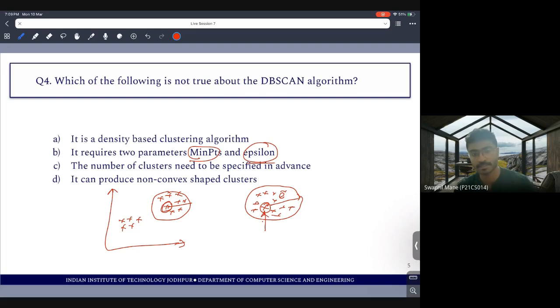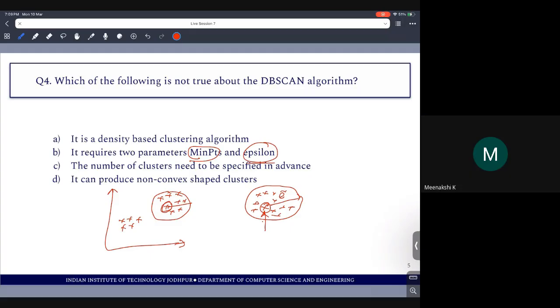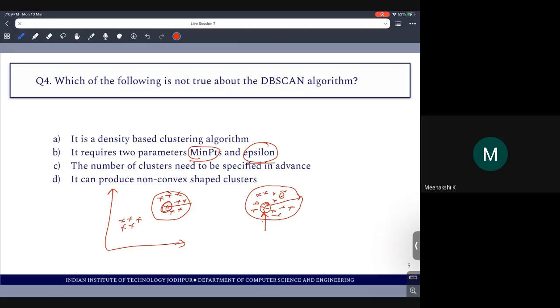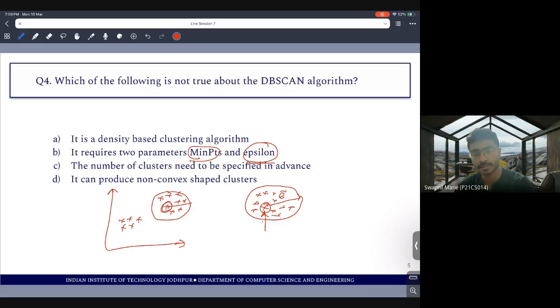Are you getting my point? Yes, Minakshi, you are saying something. No, sir. Okay, so whatever points fall into this circle, that is the density for this point. Firstly we are finding the density of each point. So this is object 1, object 2, object 3, object 4, object 5, right? Each point is represented as an object.